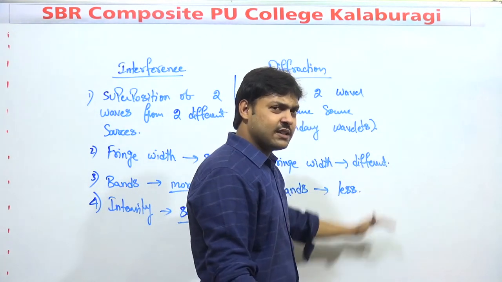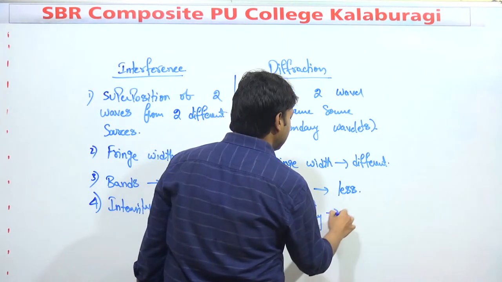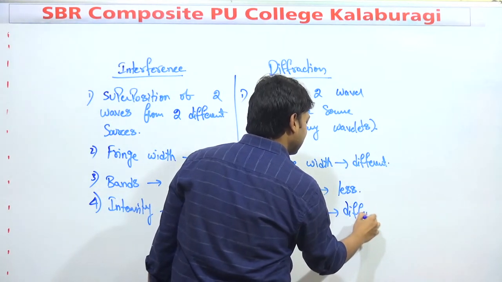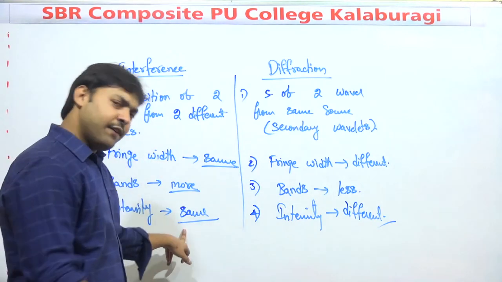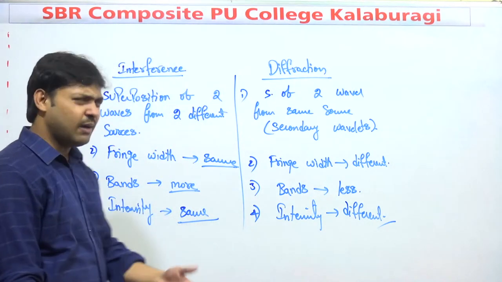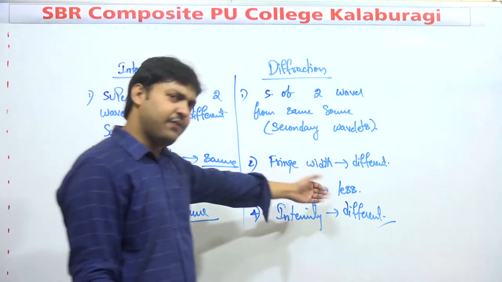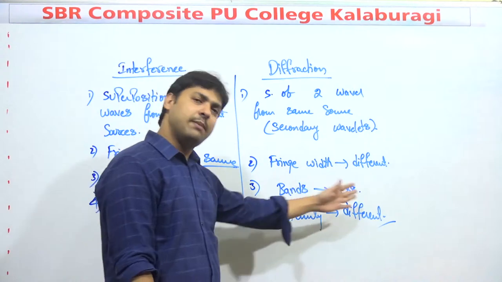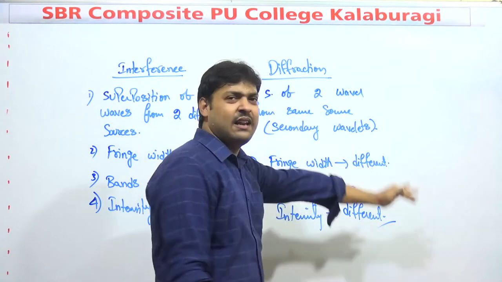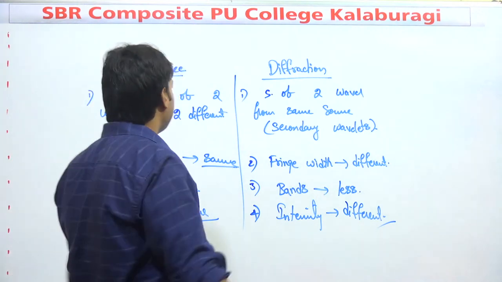No, it has decreased. Right? So I can tell the intensity will be different. Here it is same for all the bright bands, but here the intensity will be different. So these are the major differences. Superposition of two different sources, same source. So fringe width will be same, it will be different, and here bands will be more, bands will be less, and here intensity will be same for all the bright bands, intensity will be different for the bright bands. We have seen everything now, and we have written as a difference. So this is the difference between interference and diffraction.